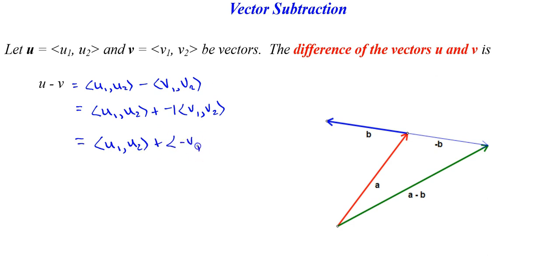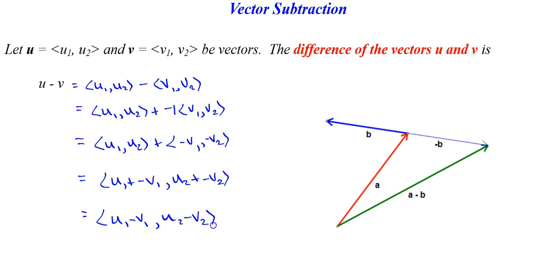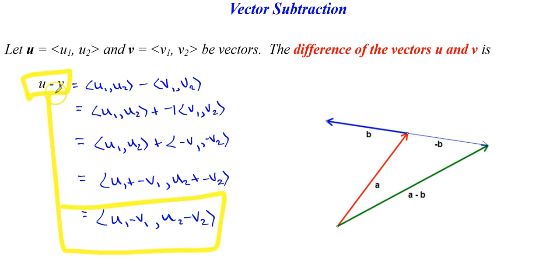And this would be negative v sub 1, negative v sub 2. And then I can just do my addition, and I would get u sub 1 plus negative v sub 1, and then u sub 2 plus negative v sub 2, which we could rewrite as just u sub 1 minus v sub 1, and u sub 2 minus v sub 2. So really, if we just go straight from here to here, we can see that if we're subtracting vectors, we just need to subtract the horizontal components and subtract the vertical components.